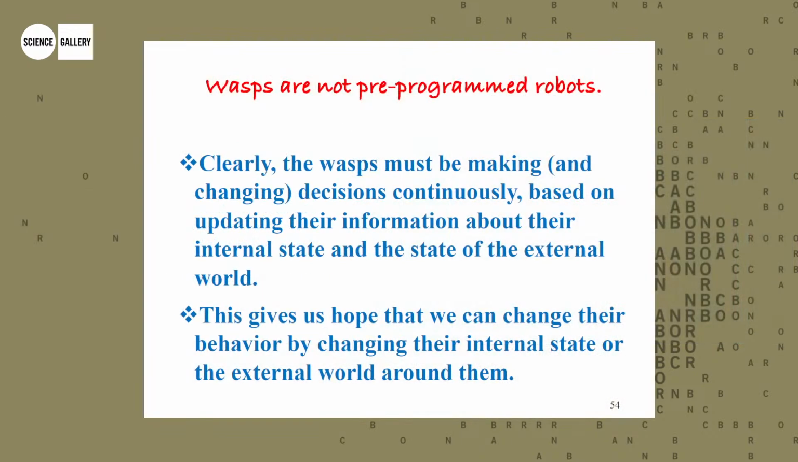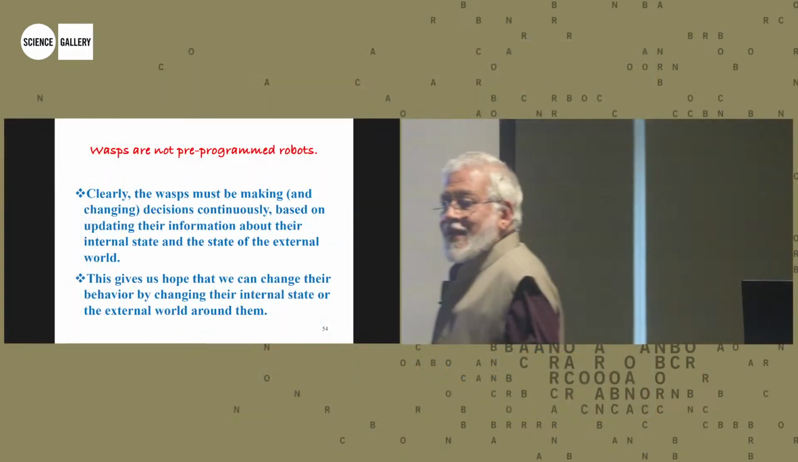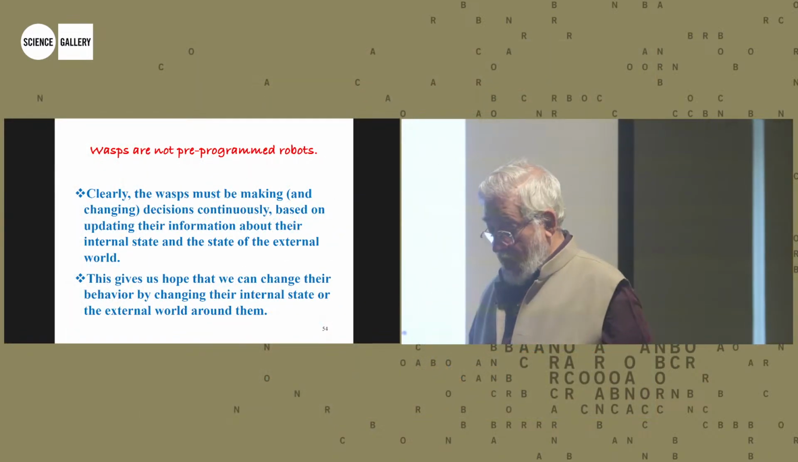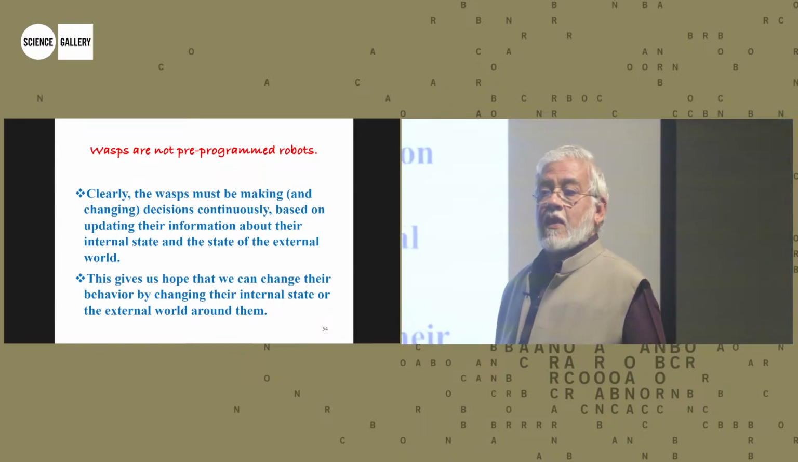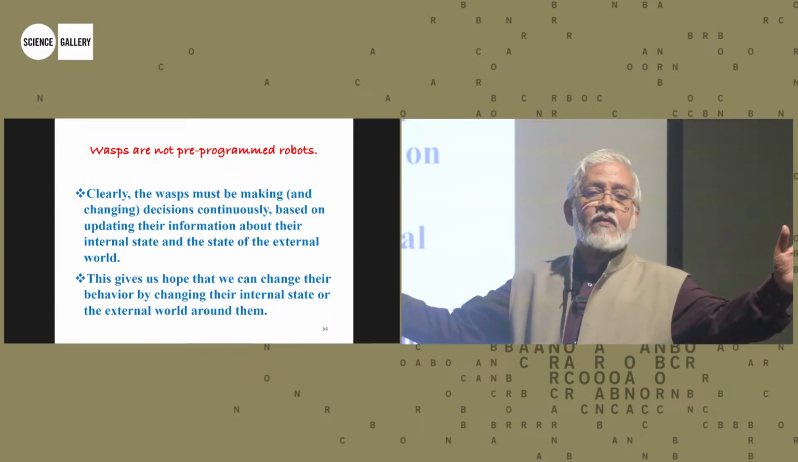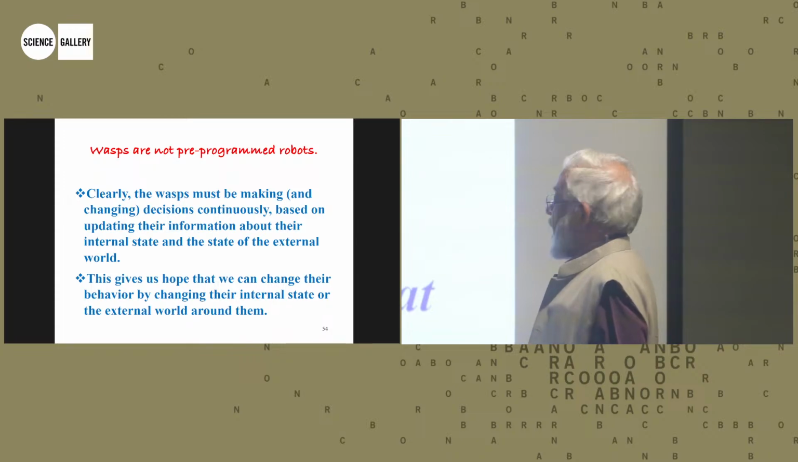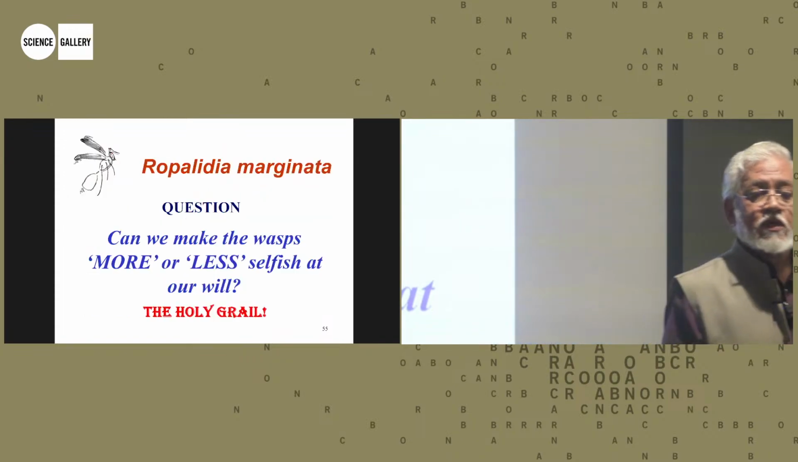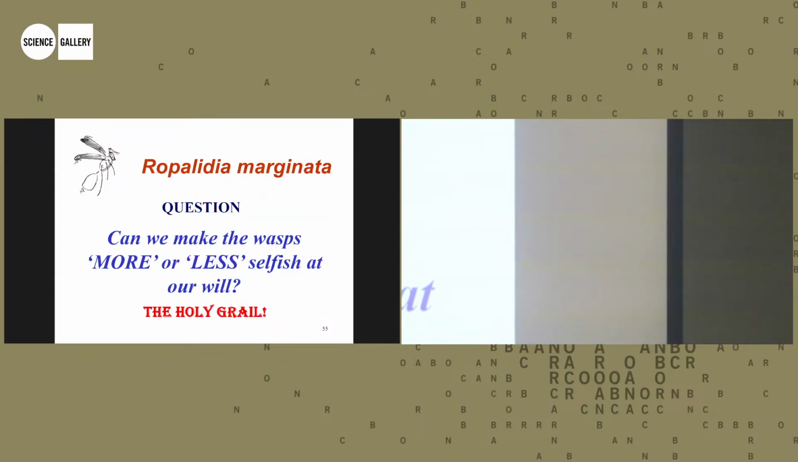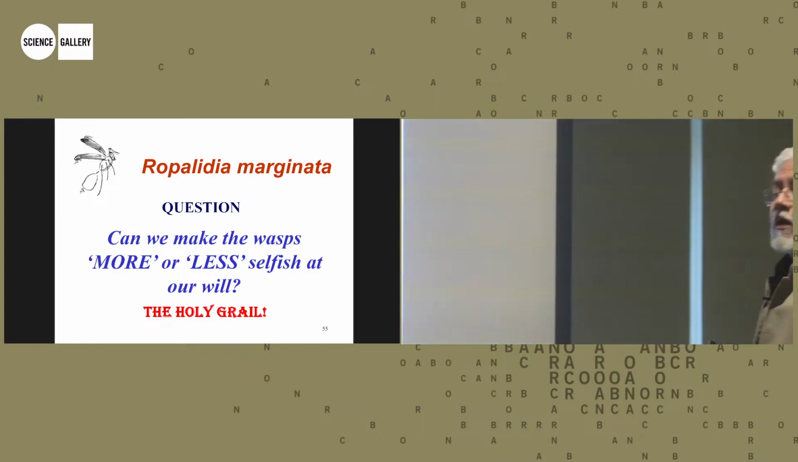Once we realized this, we got a sudden idea. This gave us the hope that if that is true, we can change their behavior. Because we know how they are making decisions, let's change their internal state or external state and see whether we can change their behavior. So we asked the grand question, the most grand question we have ever asked. We said, can we make the wasp more selfish or less selfish at our will? Can we change their behavior?